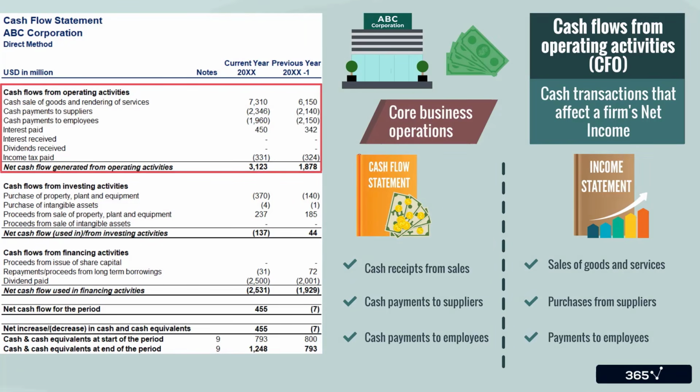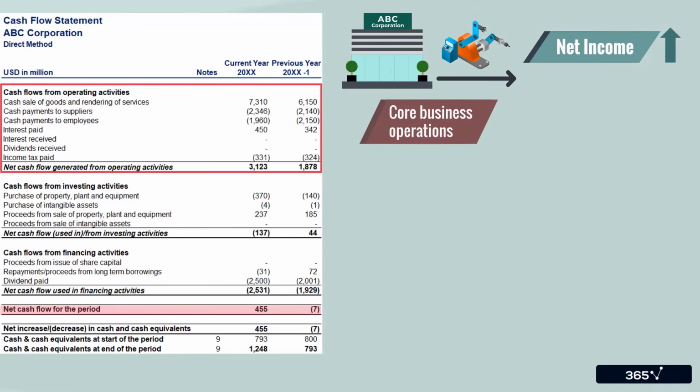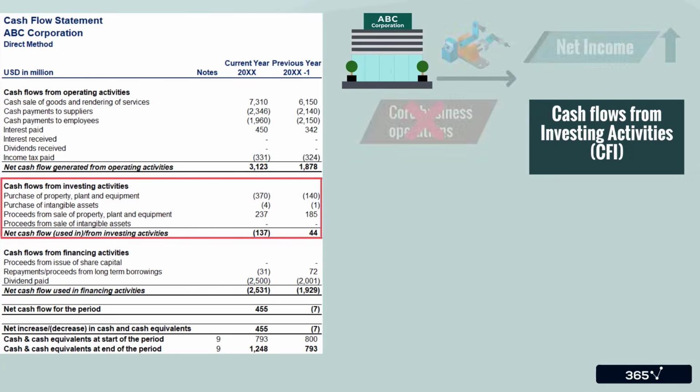In that regard, please note that there are quite a few exceptions to this. For instance, if ABC Corporation sells one of its production machines at a profit, it will increase net income for the year. However, this is not a core business activity for the company. Therefore, the proceeds of the sale are not reported as operating cash inflows. Rather, they fall into the cash flows from investing activities, or CFI, category.